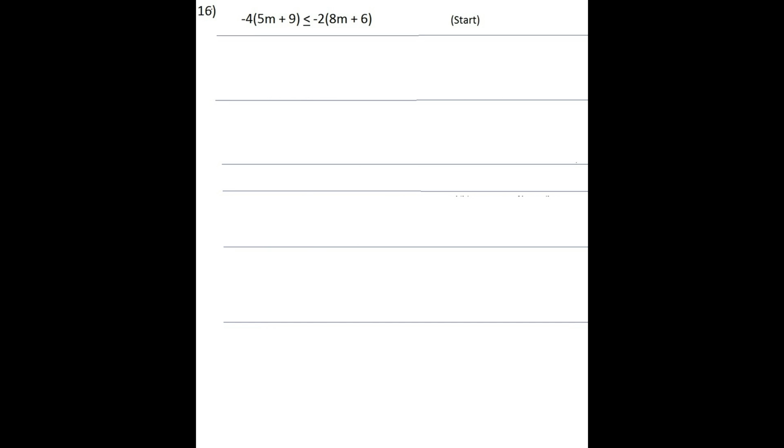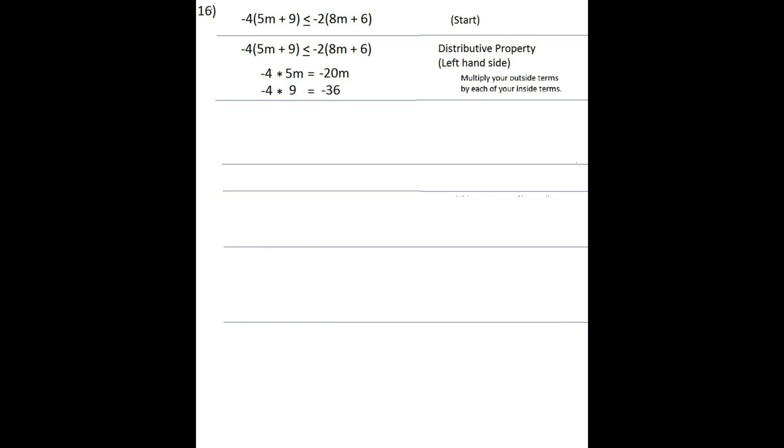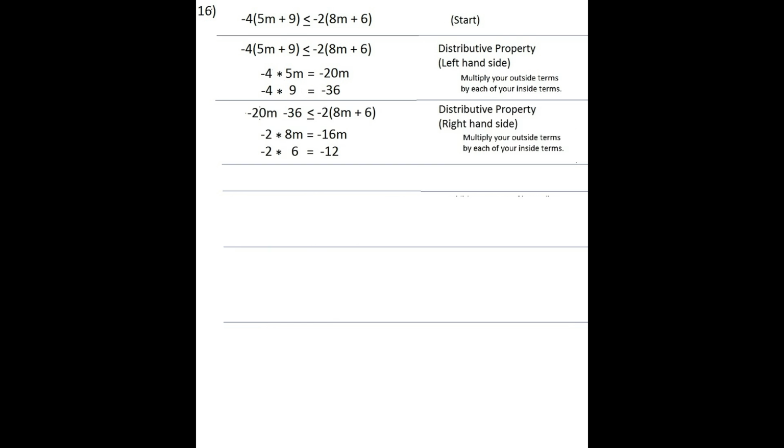Now, this is number 16. Negative 4 times the quantity 5m plus 9 is less than or equal to negative 2 times the quantity 8m plus 6. So, the distributive property goes on our left side. Negative 4 times 5m equals negative 20m, and then negative 4 times 9 equals negative 36. All right, so we're multiplying that negative 4 on the outside by each of our inside terms, 5m and positive 9. So the problem becomes negative 20m minus 36 is less than or equal to negative 2 times 8m plus 6. Now we have to take care of that right-hand side.